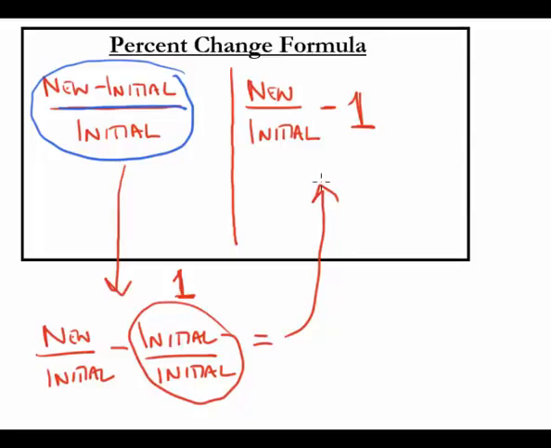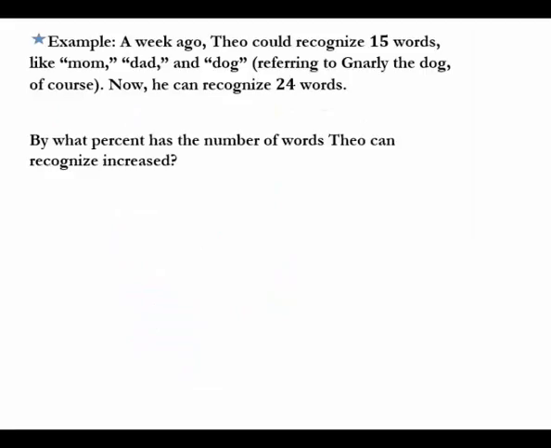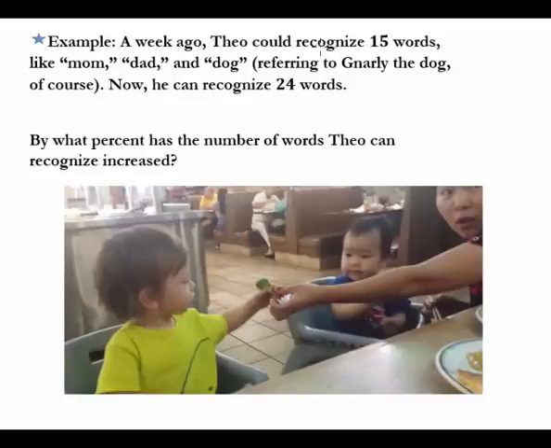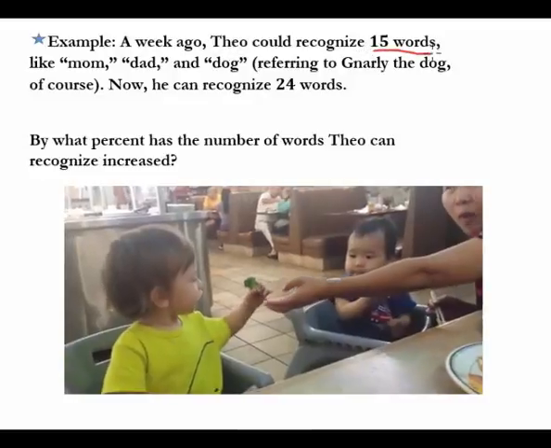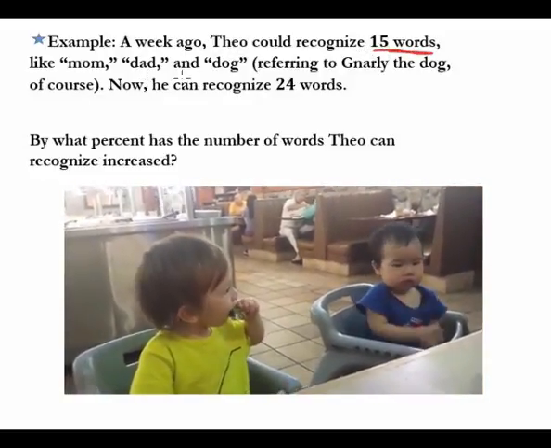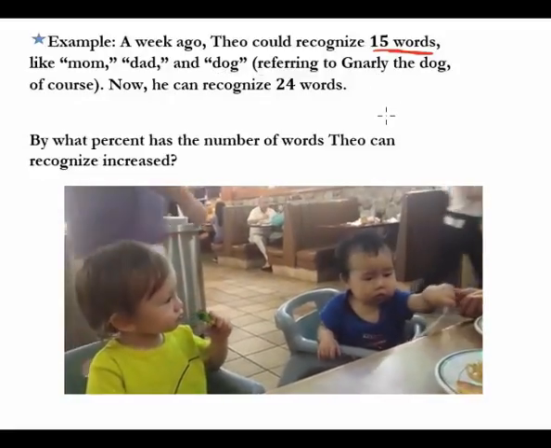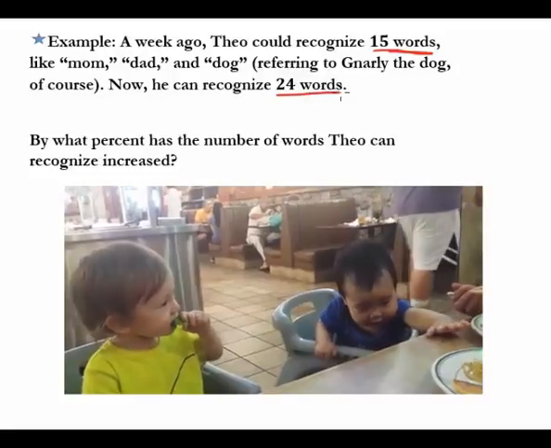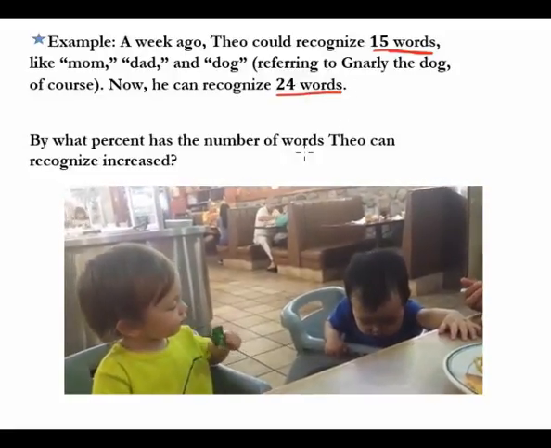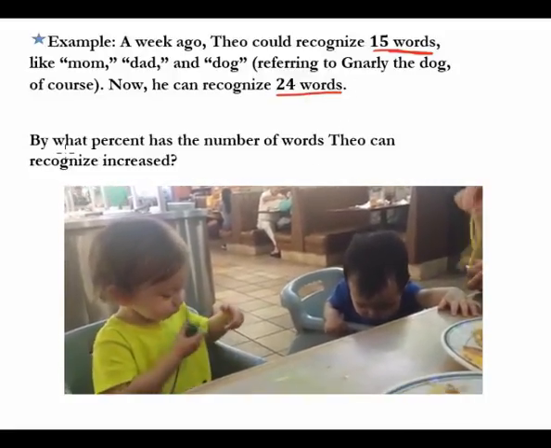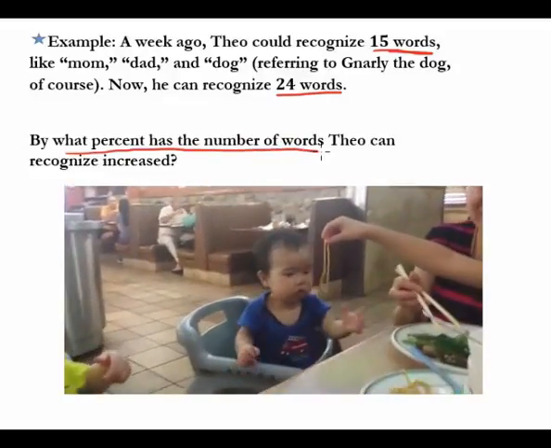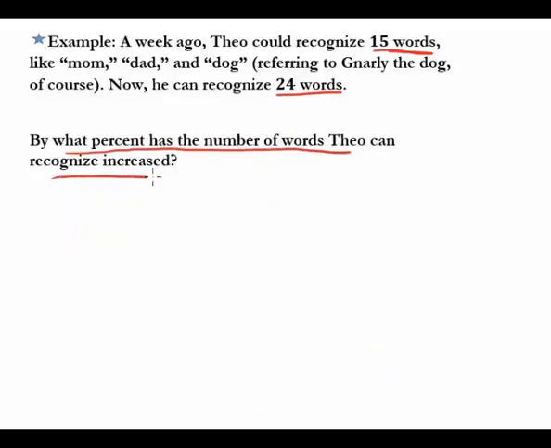Let's take a look at what this looks like in a real example. A week ago, Theo could recognize 15 words like mom and dad and dog. And of course, he's talking about Gnarly the dog. And now he can recognize 24 words. That's not too bad for a week. The question is, by what percent has the number of words that Theo can recognize increased?